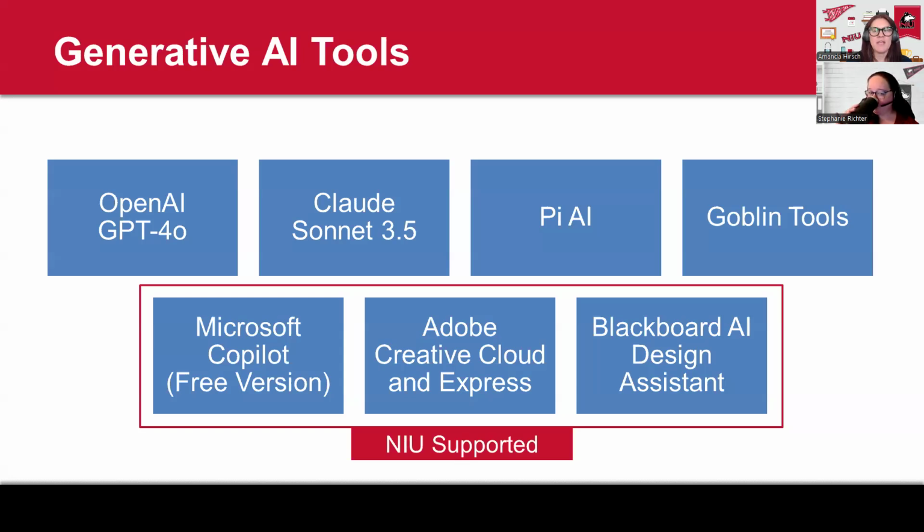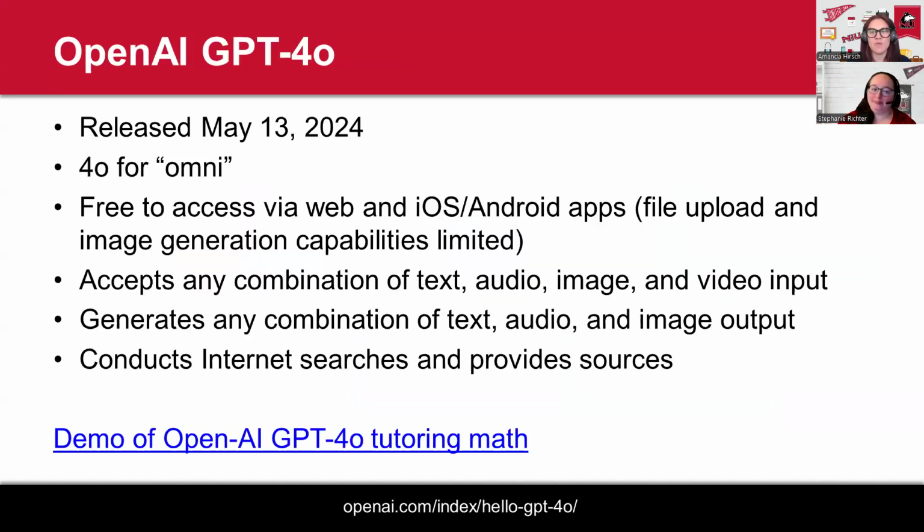So the tools we'll talk about today are these 7 tools: OpenAI's GPT-4o, Claude Sonnet 3.5, Pi AI, and Goblin Tools at the top, and then NIU supported AI tools, Microsoft Copilot, Adobe Creative Cloud and Express, and Blackboard AI Design Assistant. And Stephanie can chime in with some more information on the NIU supported ones when we get to those. So we'll start with OpenAI's GPT-4o, released on May 13th, 2024.